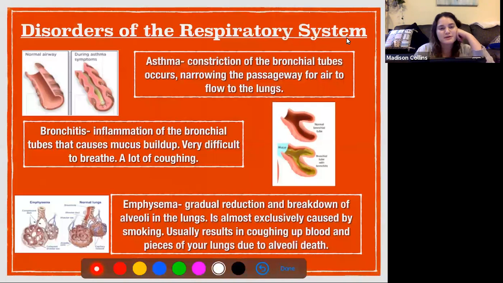Now, on your paper, we've already talked about this before, but I do want to quickly review some of the disorders of the respiratory system before I tell you about one more that you may have heard of. Okay, again, three disorders of the respiratory system we need to know are asthma.